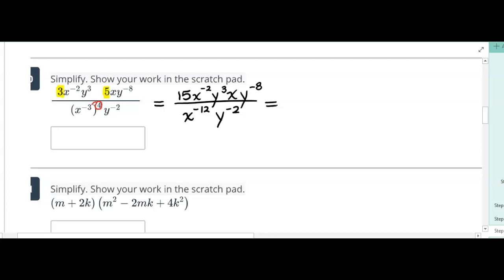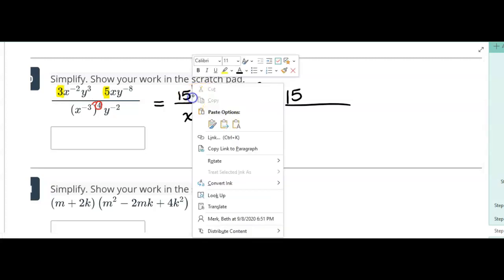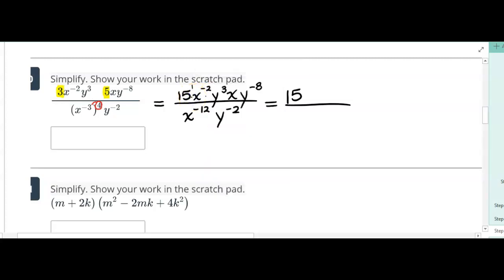Next, we need to move anything with a negative exponent. 15 is to the first power. It doesn't move. It's not connected to this x because all of these terms are simply multiplied together. 15 times x to the -2 times y cubed times x times y to the -8. They're just multiplied. So the factors can move independently of their coefficient. So the x squared moves down, y cubed stays, x stays, y to the 8th moves down. Looking at the bottom, x to the 12th moves up, and y squared also moves up.